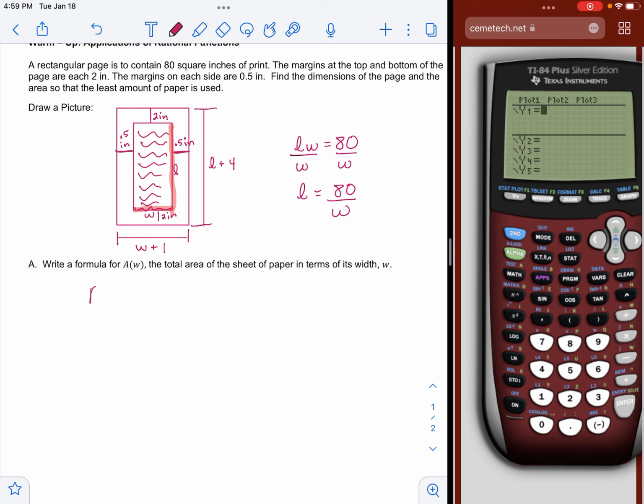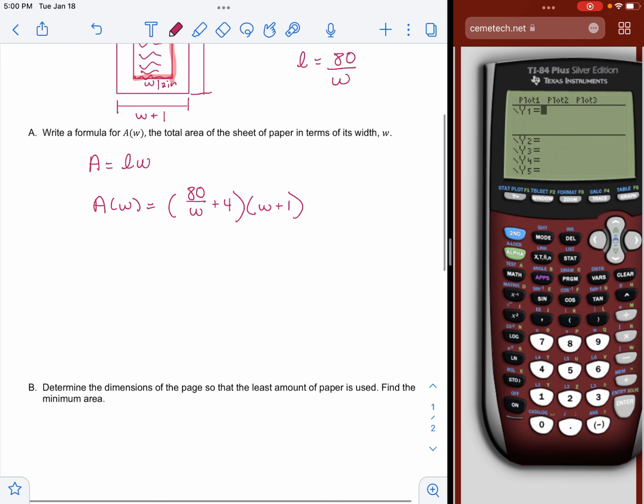Okay, so I know that the area of a rectangle is length times width. So A of W. The length of the entire piece of paper is L plus 4, but instead of writing L plus 4, I'm going to write 80 over W plus 4. So that's my length. And then I'm going to multiply it by the width of the entire piece of paper, which is W plus 1. Okay, so now I have the area of the entire sheet of paper written in terms of W.